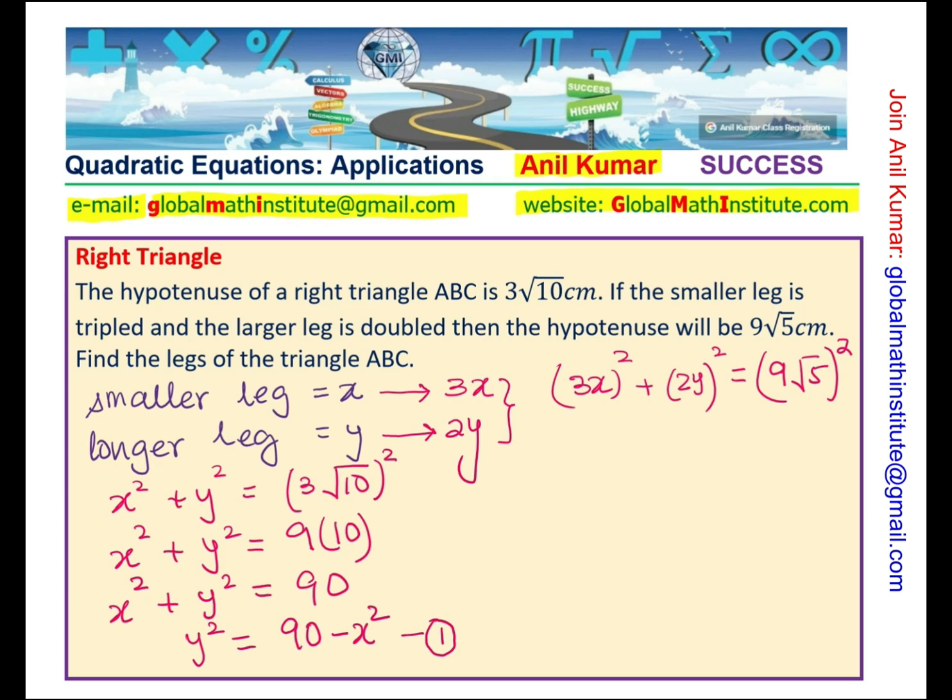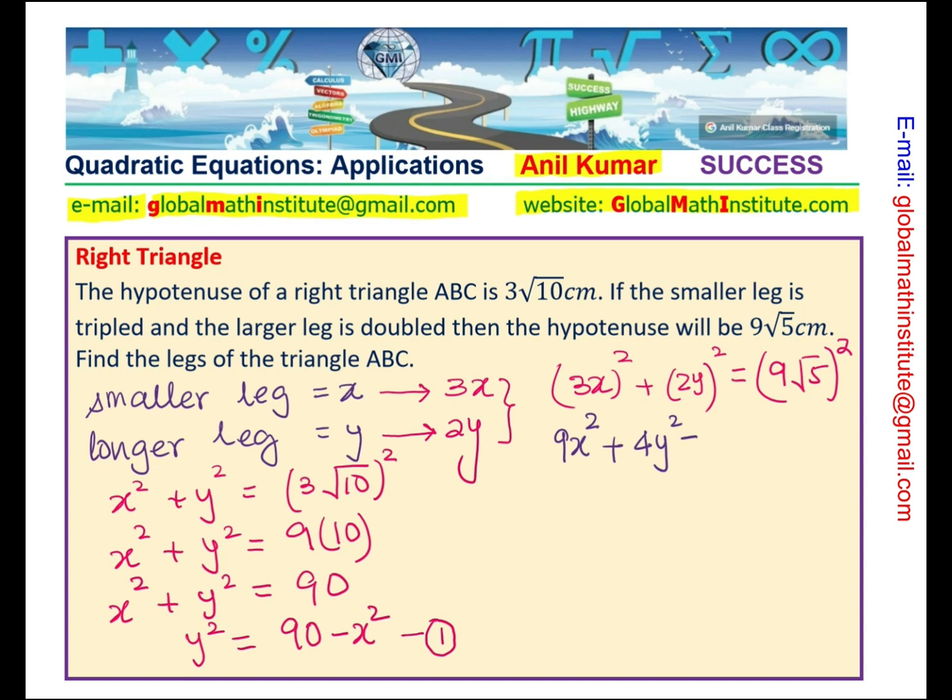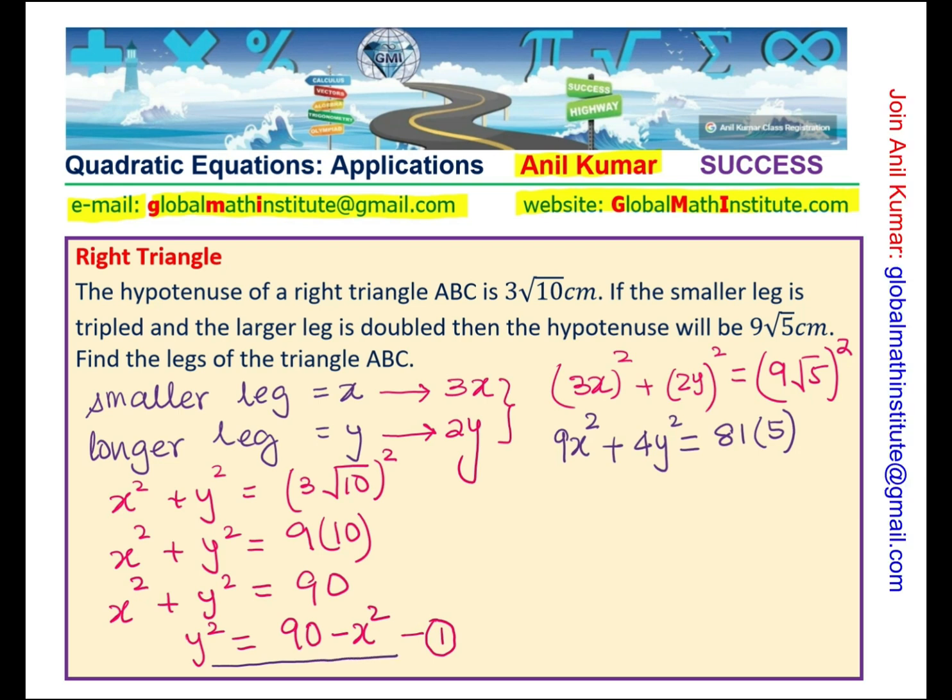Now we can rewrite this. Let me change the ink. 9x square plus 4y square equals 9 square, which is 81, times 5, square root 5 square. Now we know that y square is 90 minus x square. So we can write this as 9x square plus 4 times (90 minus x square), correct? Equals 81 times 5.